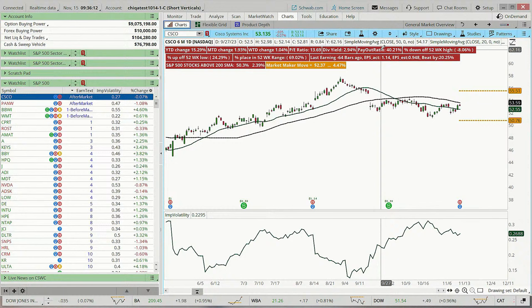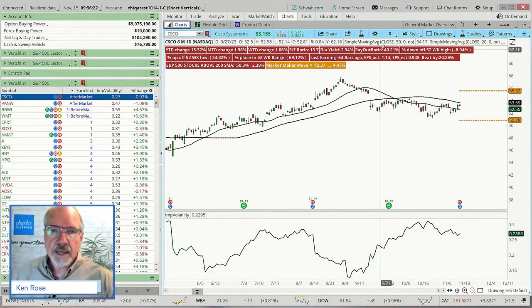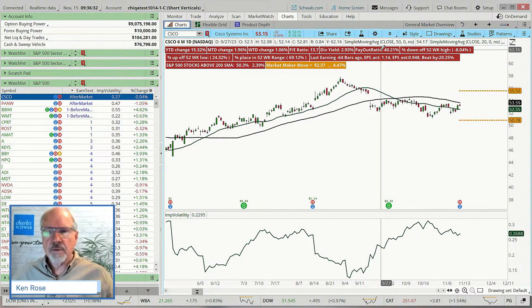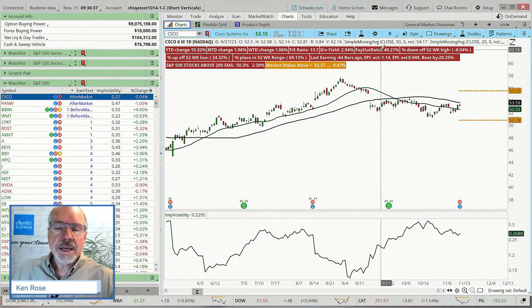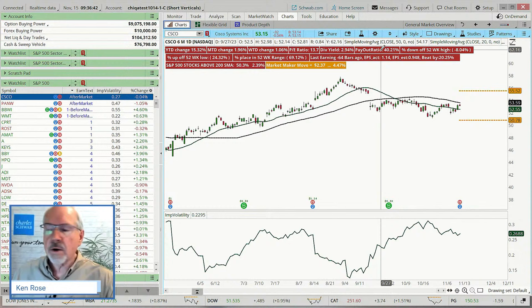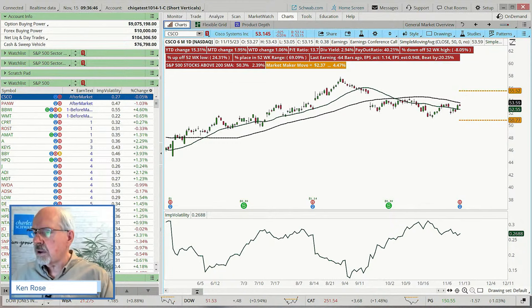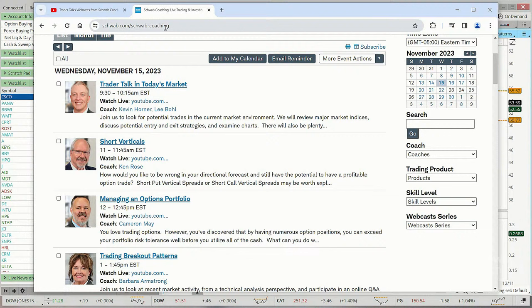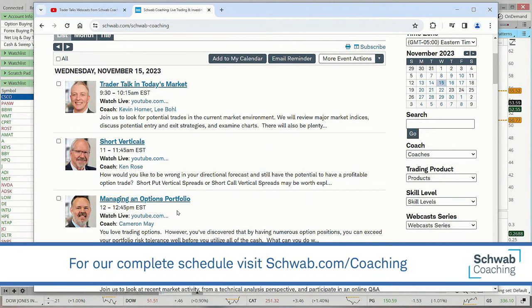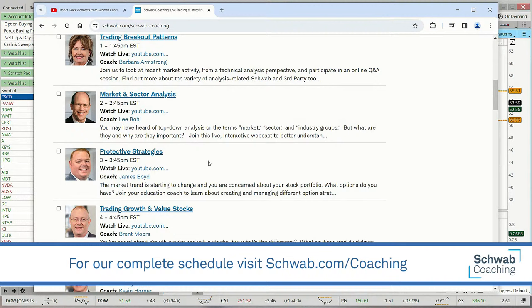Now, for those of you that are new here, and I do see a few new names, I want to welcome all of you. One of the things I noted with regards to our last sessions is there were a fair amount of requests saying, "Hey, Ken, can we compare that vertical to a long vertical? Can we look at what the situation would be if we did this kind of trade?" Well, in here we focus on short verticals, but there is an area where we teach a whole lot of other stuff. Let me pull that area up for you. Here we are. You can go to schwab.com/Schwab coaching, and you can see right now I'm teaching short verticals. Following our session today, we have managing a portfolio, trading breakout patterns, market and sector analysis, and on. So you've got a lot of stuff.